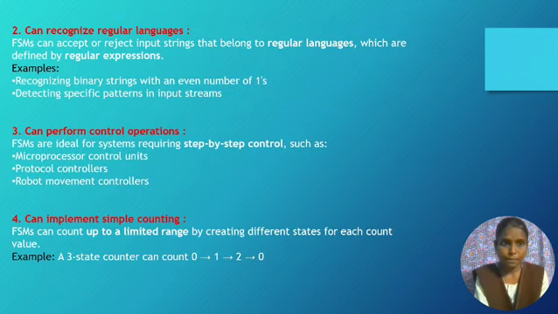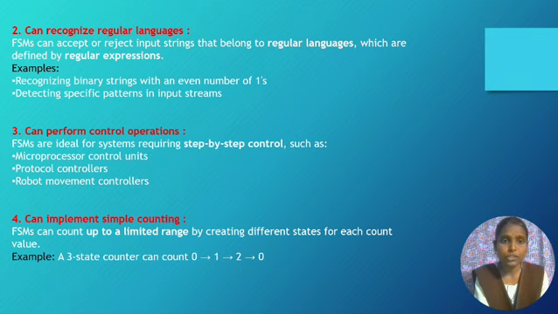And next one, can recognize regular languages. FSMs can accept or reject input strings that belong to regular languages, which are defined by regular expressions. For examples, recognizing binary strings with an even number of ones, detecting specific patterns in input streams. Number 3, can perform control operations. FSMs are ideal for systems requiring step by step control, such as microprocessor control units, protocol controllers, robot movement controllers.